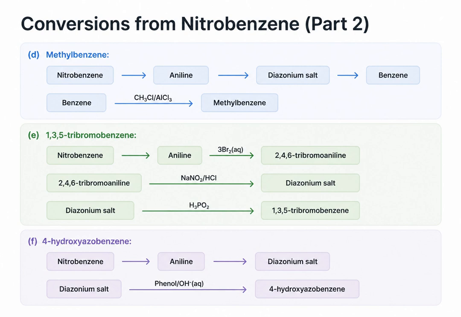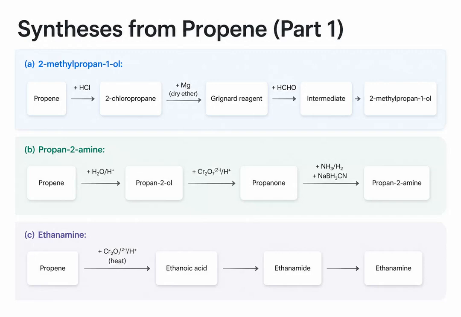To make 4-hydroxyazobenzene, we simply couple the benzene diazonium salt with phenol in an alkaline solution. Moving to question 24, starting with propene.